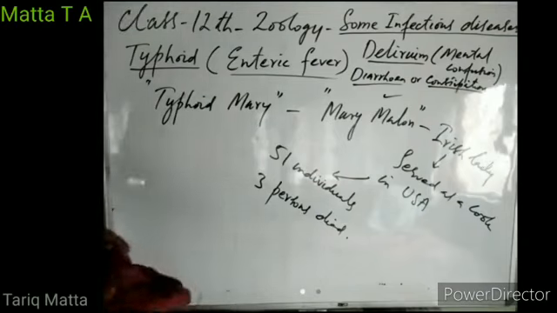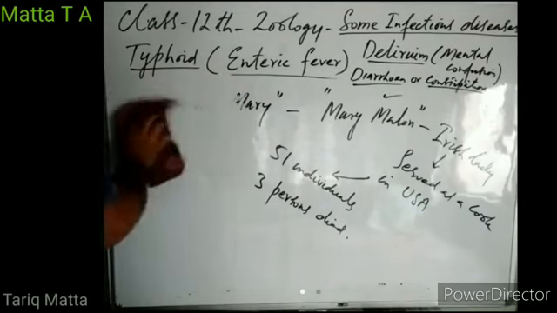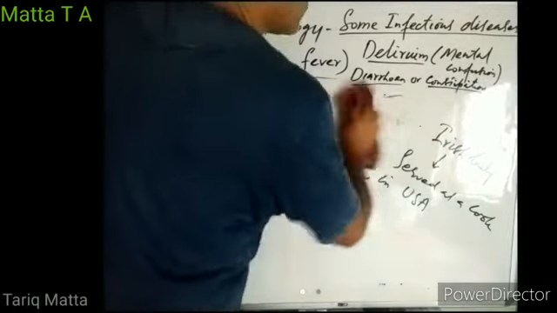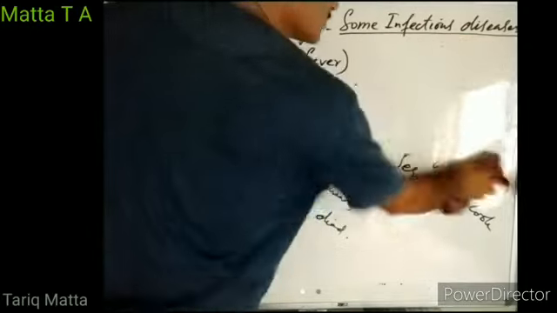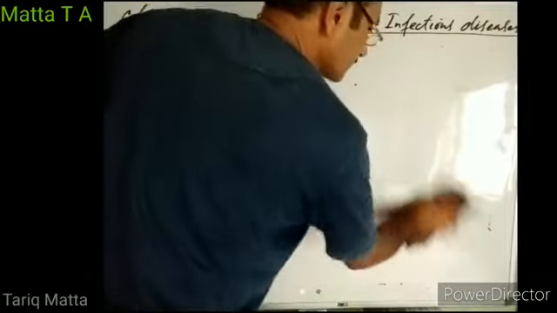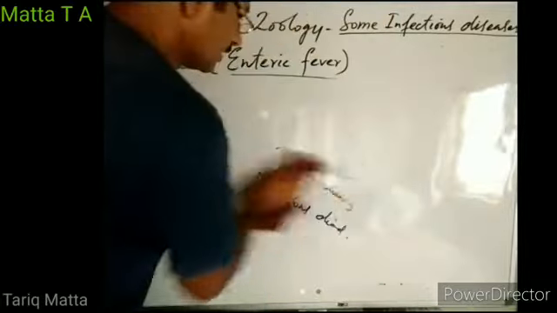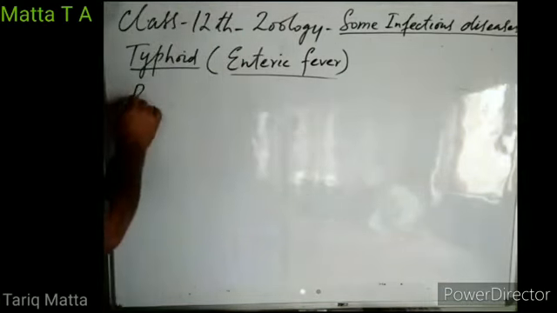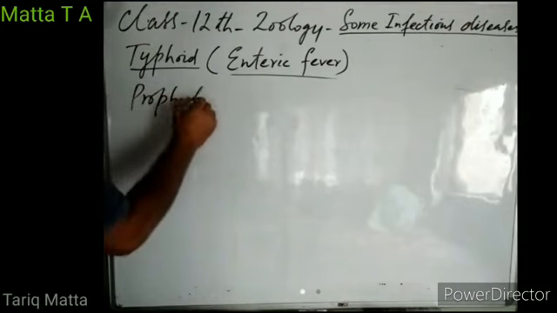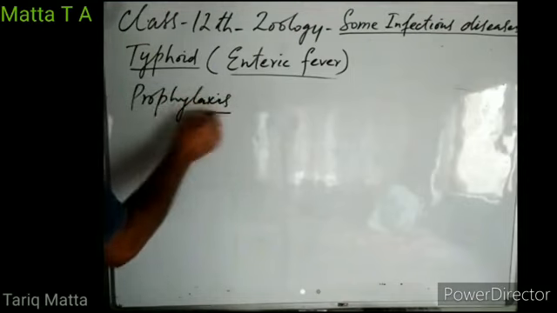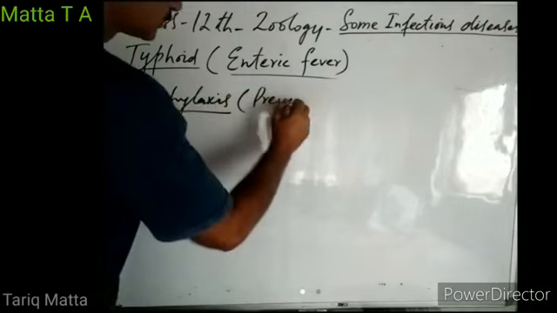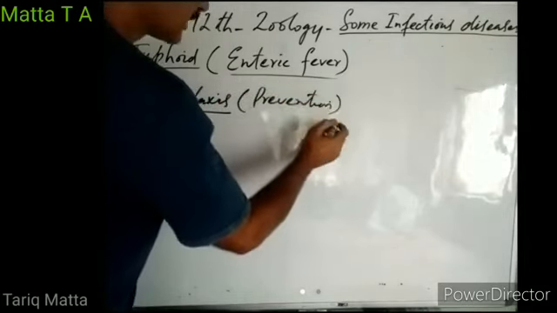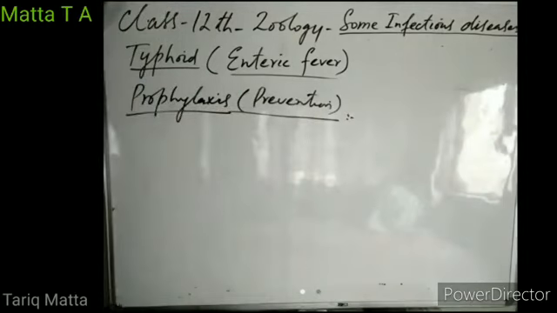Now, what is the prophylaxis? How can we prevent typhoid? How can we save ourselves from it? Prevention is always better than cure. How can we prevent the spread of this typhoid? Prophylaxis means prevention. So prevention is always better than cure. So how can we prevent ourselves from getting typhoid?